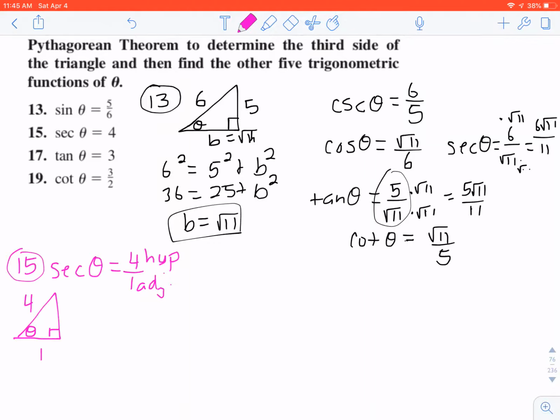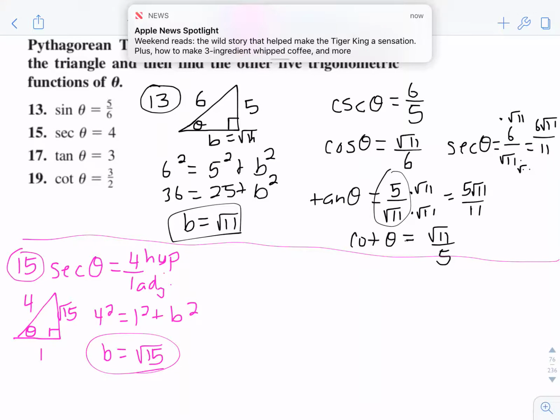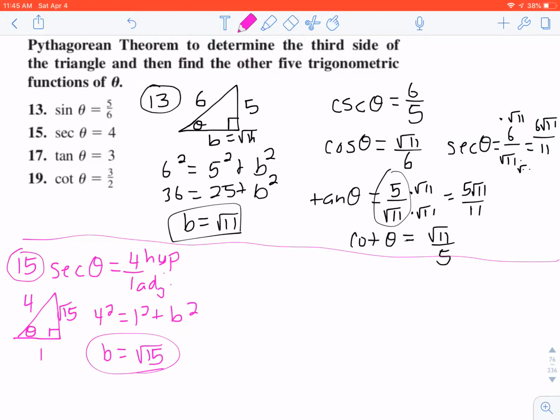So when you use Pythagorean's theorem, we have 4 squared equals 1 squared plus b squared. When you solve that, you end up with b is the square root of 15. Okay, so I'm going to put this as square root of 15. So finding our other 5 trig functions, because they gave us secant already. Okay, so let's start with cosine. So your cosine theta would be 1 over 4. Let's now jump to sine theta, which is opposite, square root 15, over hypotenuse.